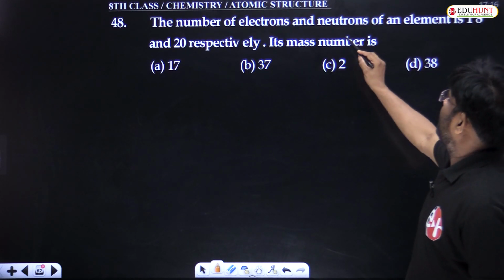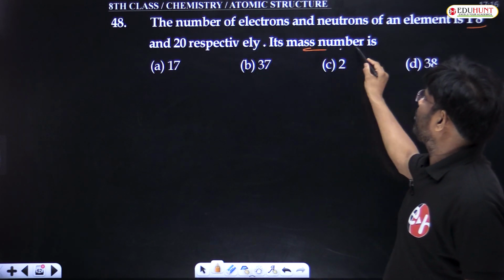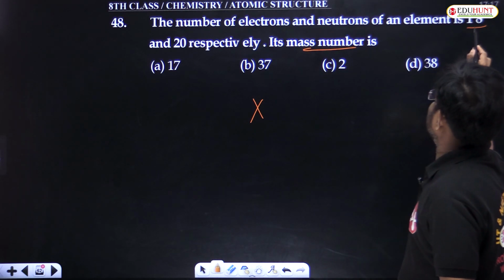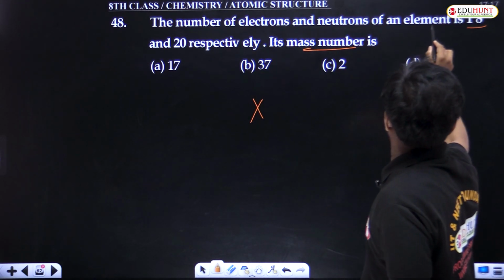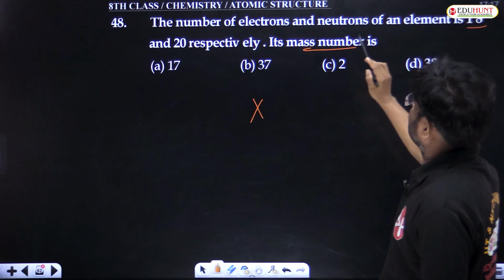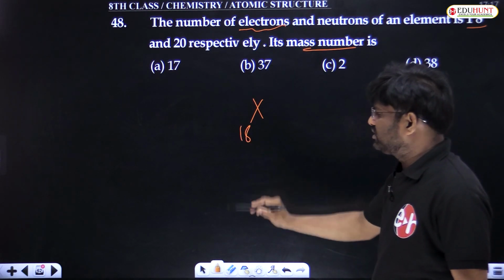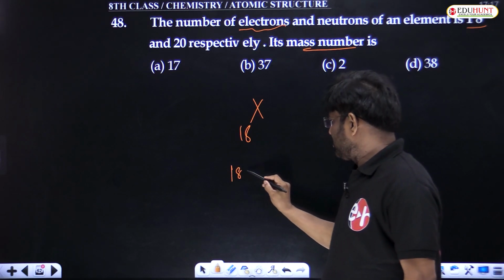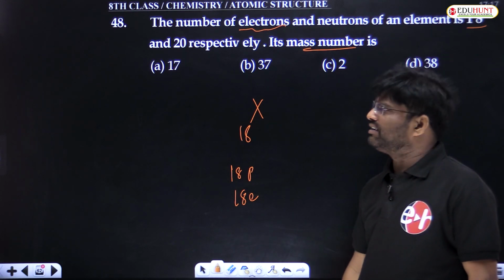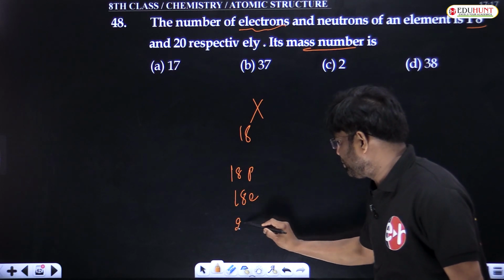Number of electrons and neutrons of the element are 18 and 20. The mass number is how much? I am taking that element as X. The atomic number we don't know. Number of electrons and neutrons are given. Electrons how many? 18 only. So electrons 18 means protons also 18. Atomic number 18 I am taking. Next, neutrons how many? 20 neutrons.